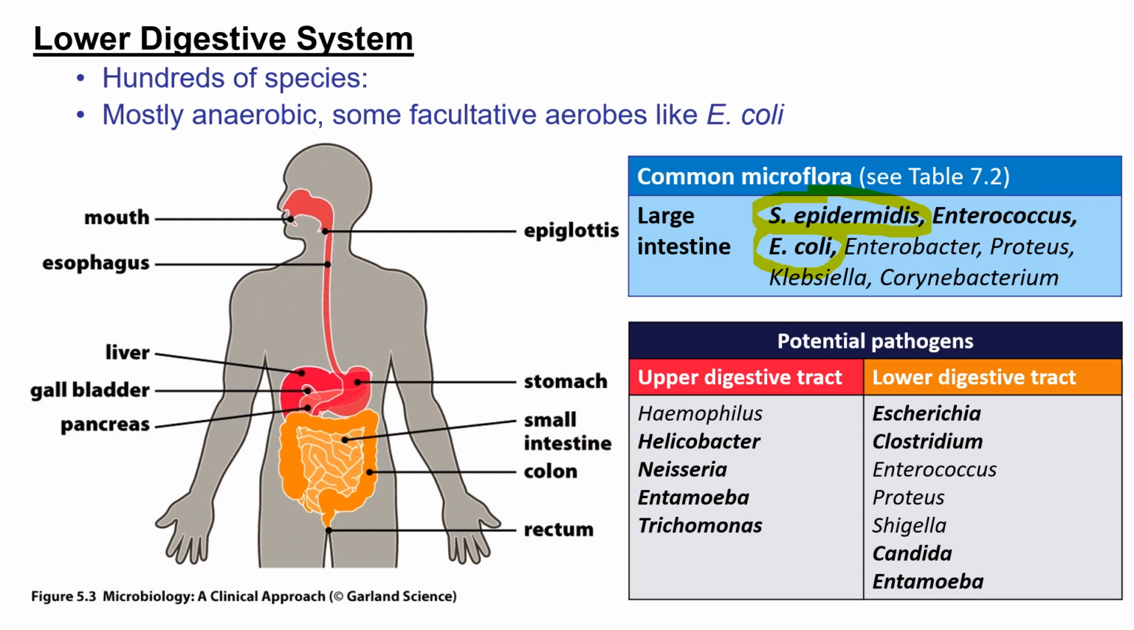What pathogens are we talking about? So E. coli, there are pathogenic E. colis. There are Clostridiums. There's our Candida again. And you can see we also have Entamoeba and Trichomonas and Entamoeba again as well. So those are some protist pathogens.